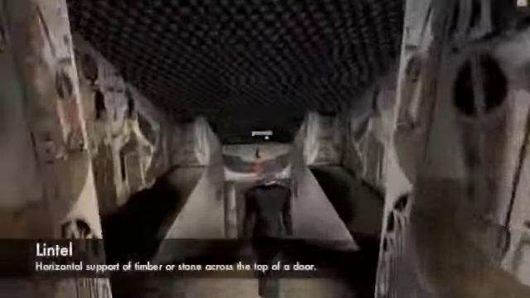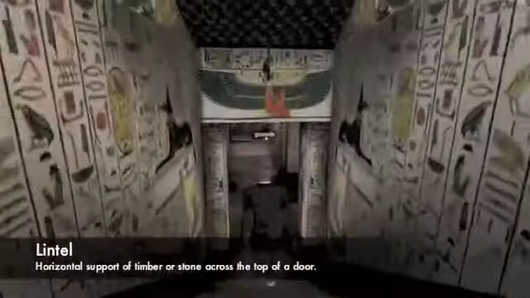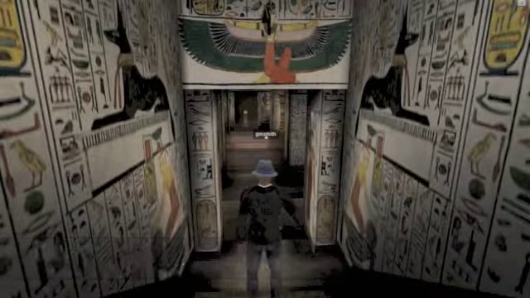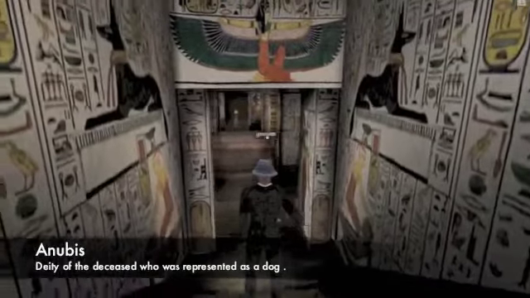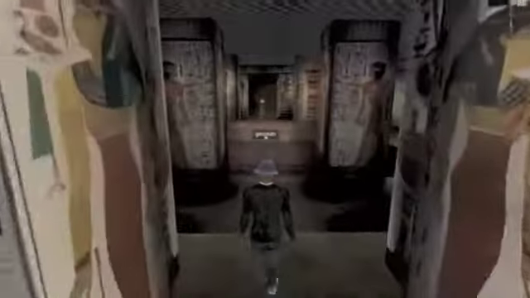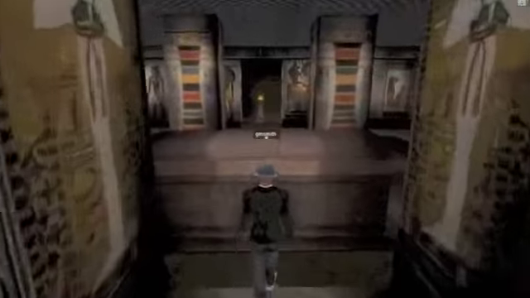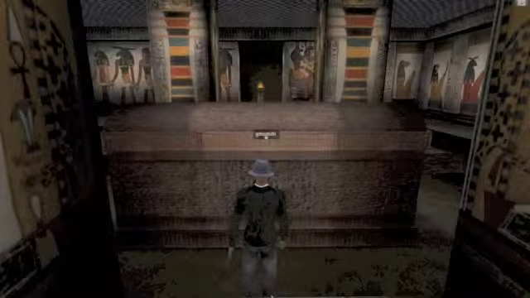Now we will make our way to the burial chamber and take a look at the lintel over its doorway. On the wall to the left and right side you can see Anubis. And here, of course, is the sarcophagus where Nefertari was placed over 700 years ago.